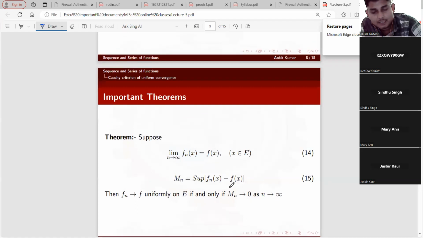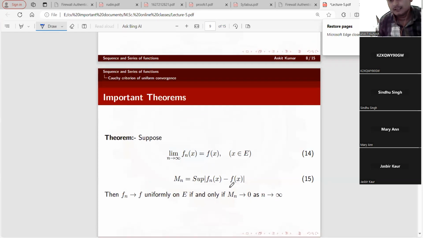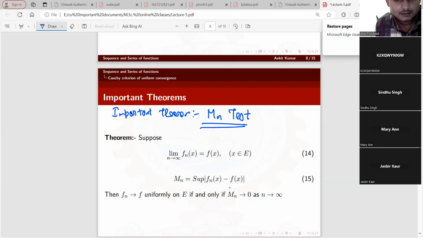Now this is the Mn test. This is a very important concept of real analysis, of sequences of functions, a very important theorem. This is the Mn test. Suppose, the statement of the theorem.